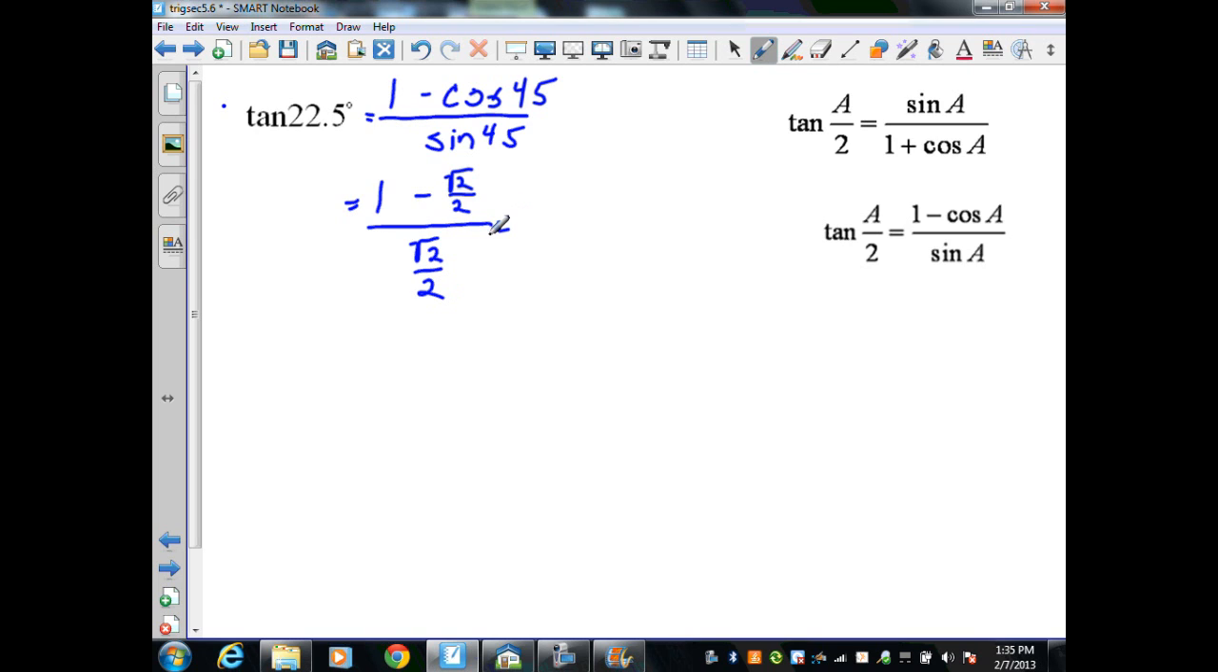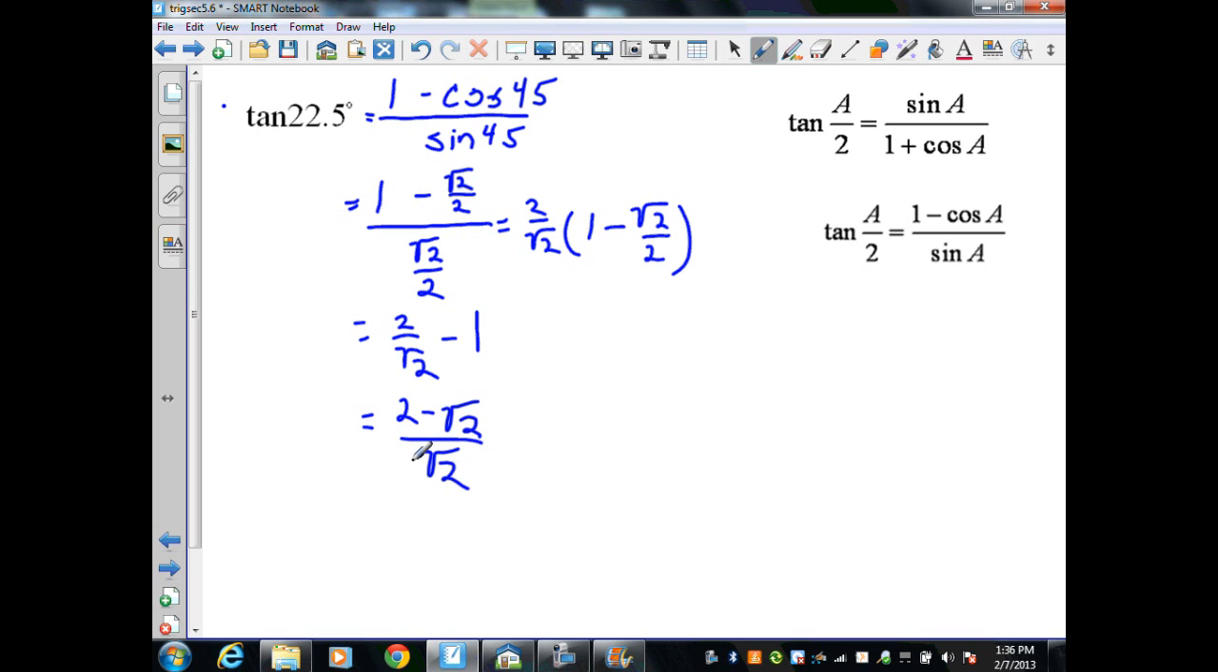Now what I need to do is invert and multiply. So that will give me 2 over the square root of 2 times 1 minus the square root of 2 over 2. And when I multiply, that's going to give me 2 over the square root of 2 minus 1. Find a common denominator, multiply by the square root of 2 over the square root of 2, which gives me 2 minus the square root of 2 over the square root of 2. Now all I have to do is rationalize. Multiply the top and bottom by the square root of 2.